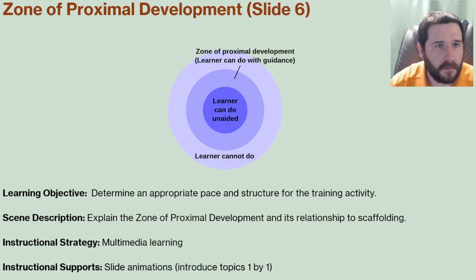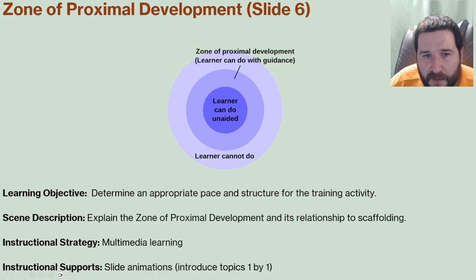Another example, the zone of proximal development. This was slide 6. Once again, for our learning objective, we're still working towards pace and structure. But in this scene, we're explaining the zone of proximal development and its relationship to scaffolding. The goal in the learning is that you can better understand how to scaffold and why we scaffold with this concept of the zone of proximal development. And then my strategy and supports, just like the last slide, were multimedia learning and slide animations.